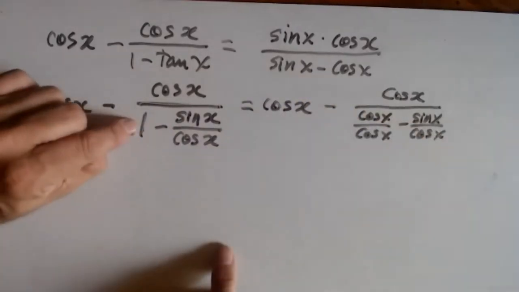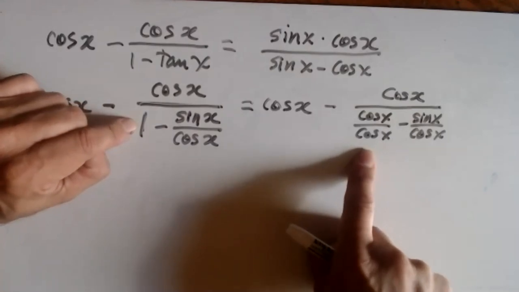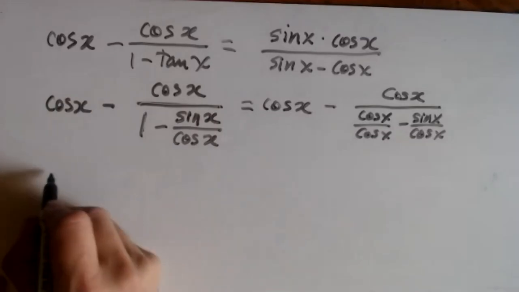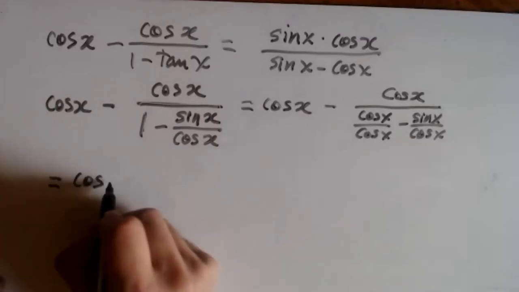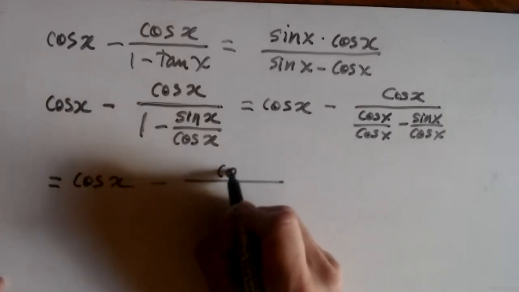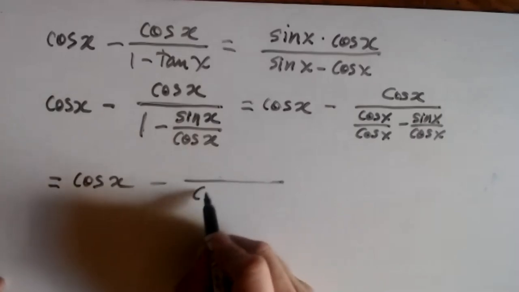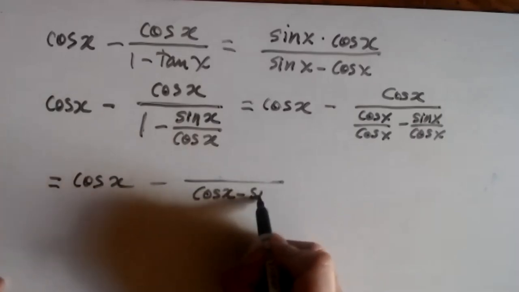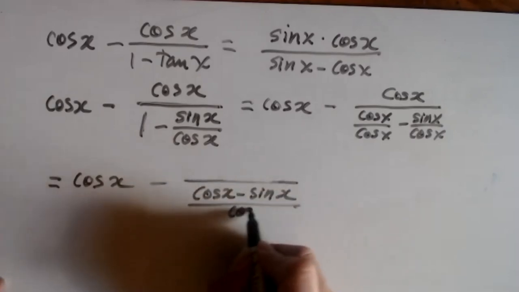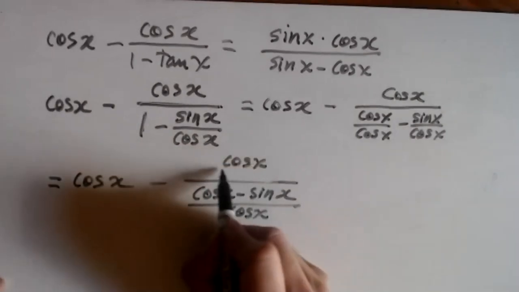So what I did, I changed the 1 by this one. 1 is cosine over cosine. This is a 1. Now I have a common denominator, so I can put this together. So this is going to be, okay, I copy the first term, the cosine x, minus, I copy the top one, cosine x. This is sine x minus sine x over cosine x, correct? And I'm going to write the top one as a fraction.